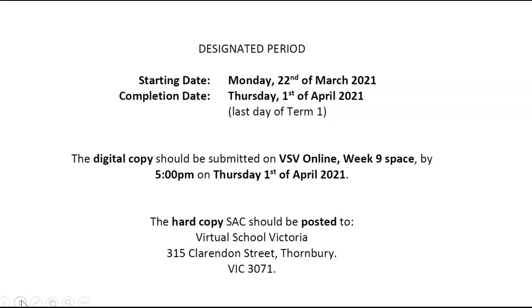For the designated period, you can start your SAC on 22nd of March 2021 and the completion date is 1st of April. So you need to upload your SAC, the whole SAC, part A, part B, part C, and the cover page as a single document to the given space in week 9 by 5 p.m., 1st of April. That's a Thursday, the last day of the term. Once you complete that, you must send a hard copy to Virtual School Victoria.